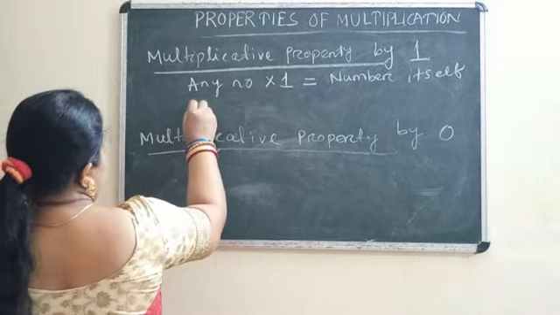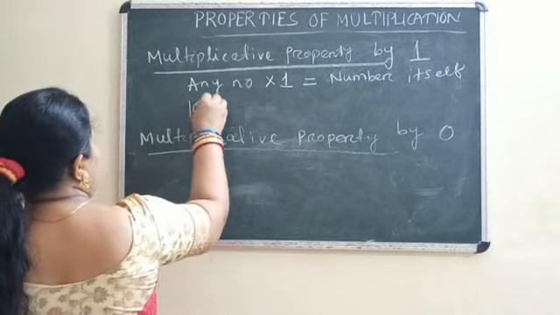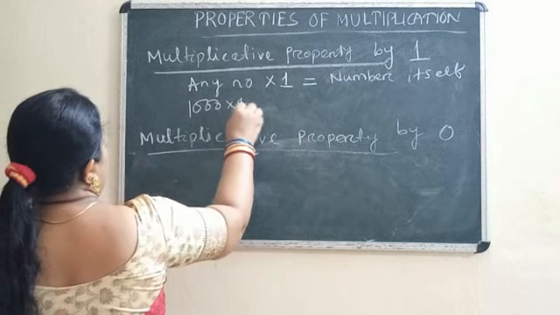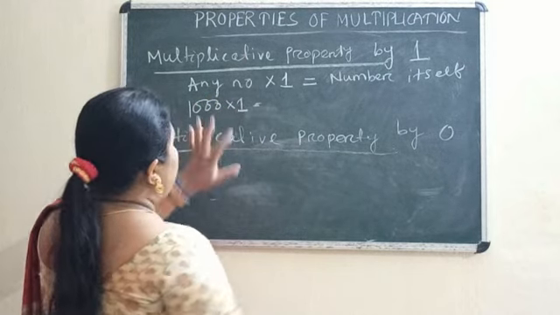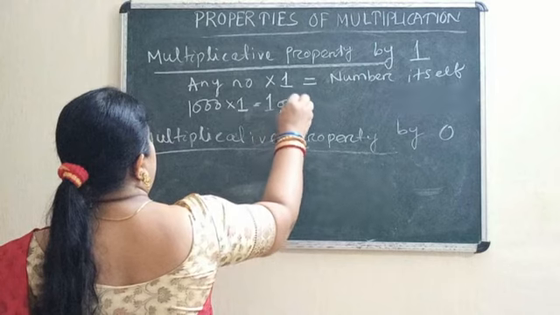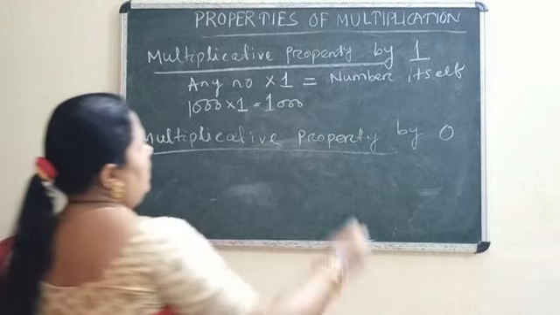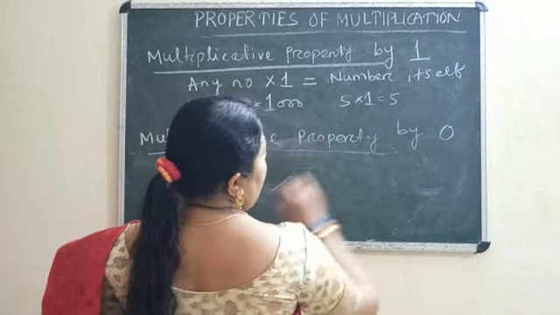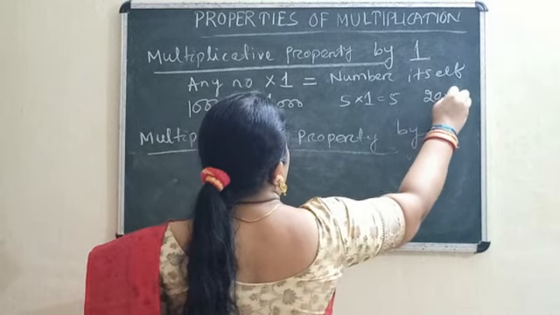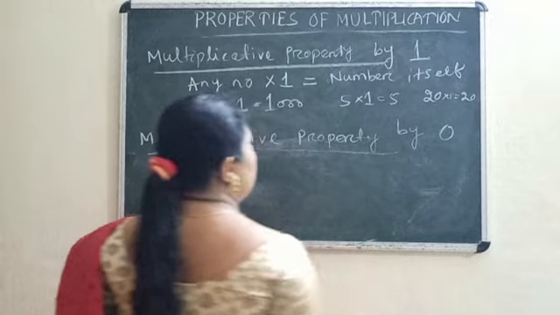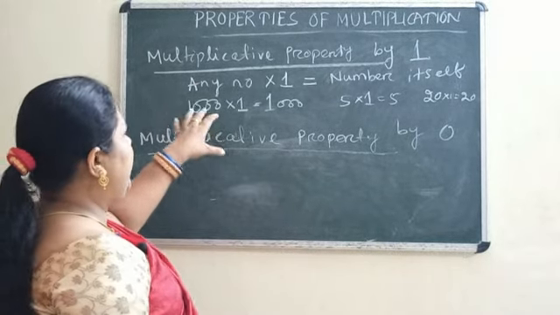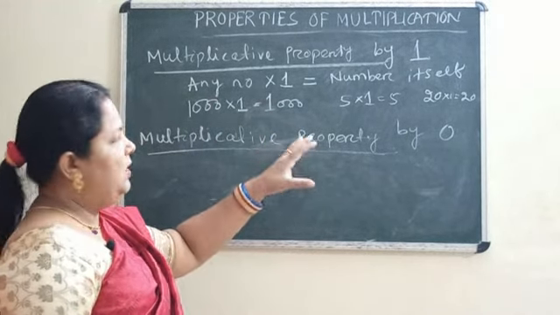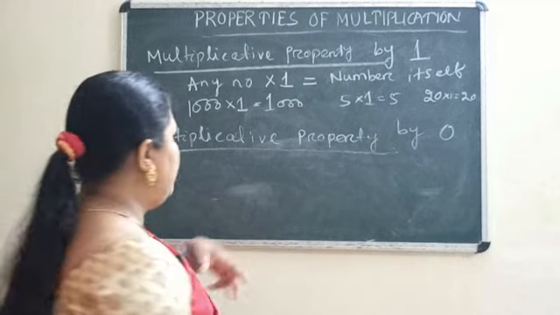Okay, example, suppose we are taking 1000 into 1. How much? The number itself, 1000. 1000 ones are 1000. 5 into 1, 5. 20 into 1, 20. So this is one property. Any number you multiply by 1, the product will be the same number itself.